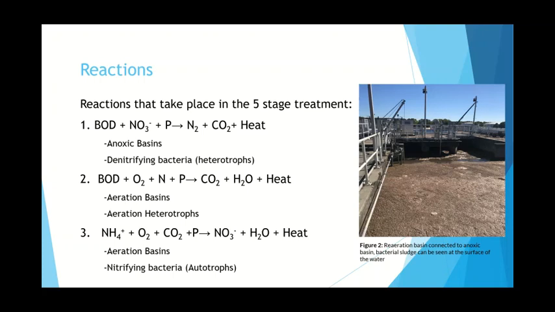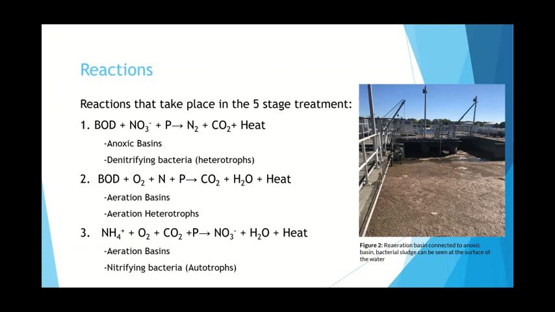The second reaction is based around aerobic heterotrophs. They consume the organic carbon from the biological oxygen demand, along with oxygen, nitrogen, and phosphorus. This mainly reduces the phosphorus in the water.